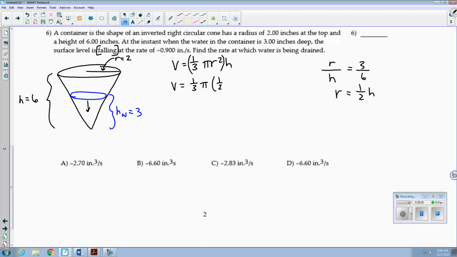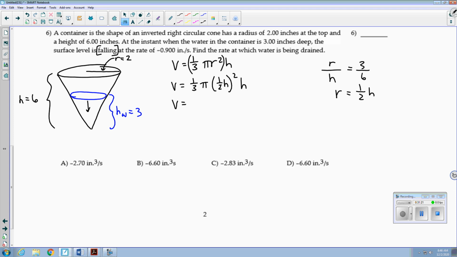So why am I substituting for r as opposed to h? Because I have a dh/dt, and I know that's going to pop up in my differentiation, so I can substitute in. But if I substitute in for h, that would leave me with a dr/dt, and again, we don't have that. So we want to make a substitution so that when I take the derivative, I have everything I need.